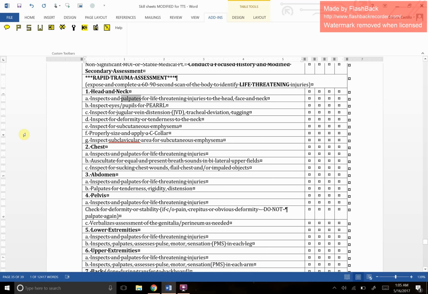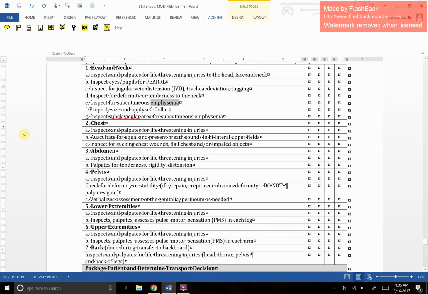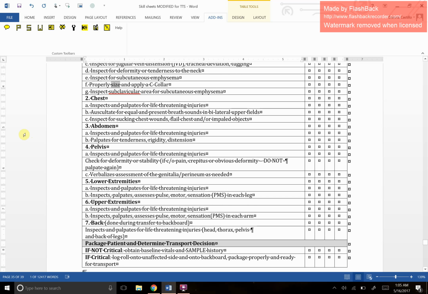Inspects and palpates for life-threatening injuries to the head, face, and neck. B. Inspect eyes/pupils for PERL. C. Inspect for jugular vein distension (JVD), tracheal deviation, tugging. D. Inspect for deformity or tenderness to the neck. E. Inspect for subcutaneous emphysema. F. Properly size and apply a C-collar. G. Inspect subclavicular area for subcutaneous emphysema.